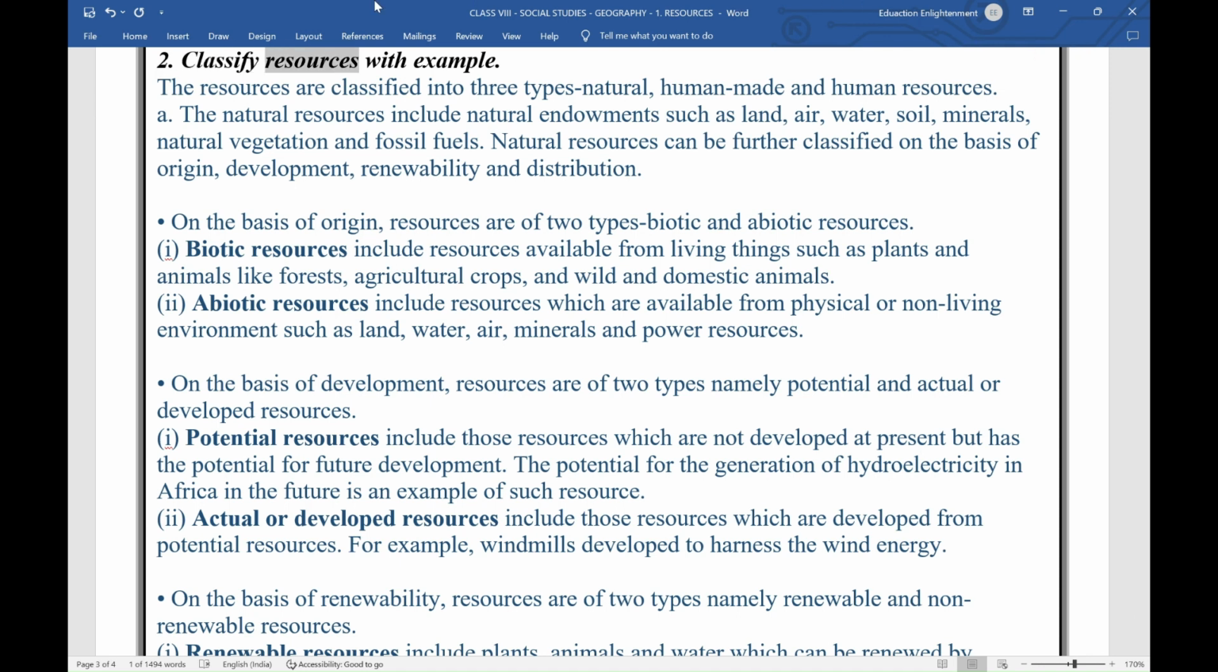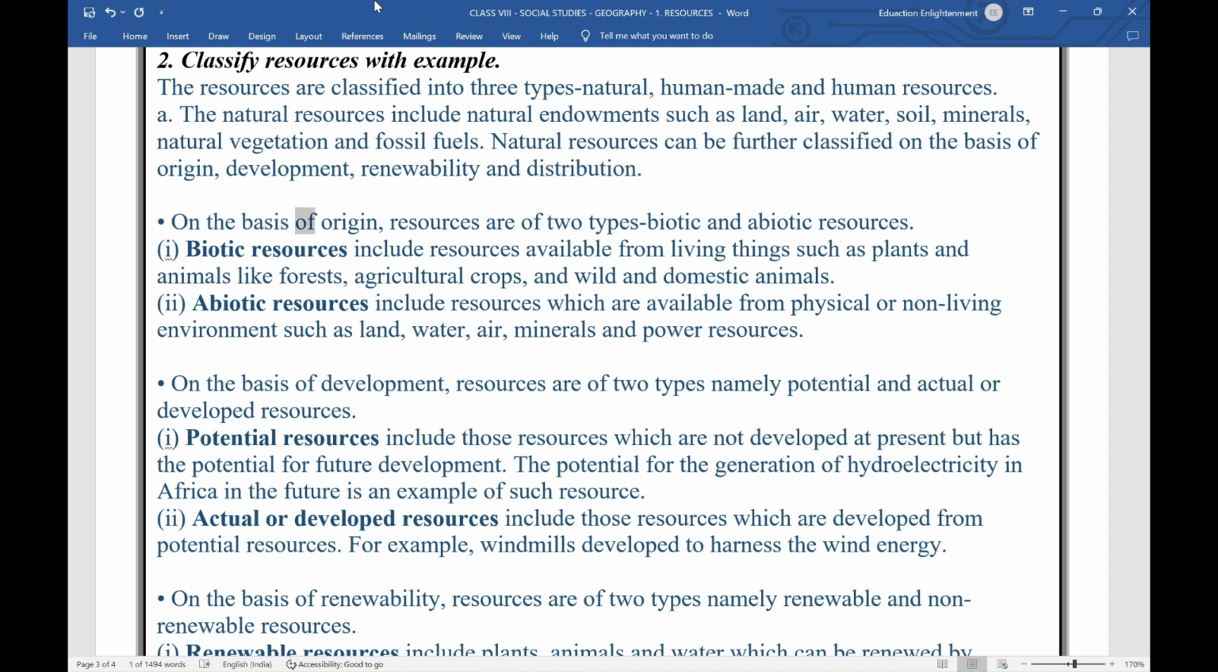2. Classify resources with examples. The resources are classified into three types: natural, human-made and human resources. Natural resources include natural endowments such as land, air, water, soil, minerals, natural vegetation and fossil fuels. Natural resources can be further classified on the basis of origin, development, renewability and distribution.